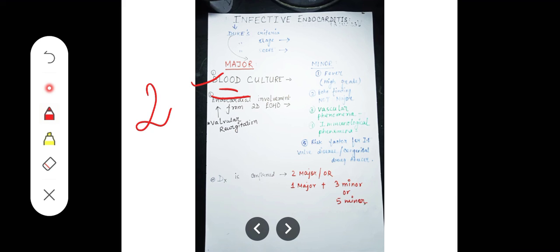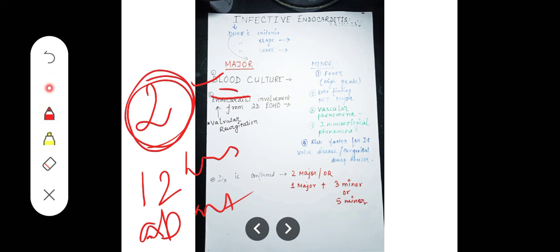That also, 2 times 12 hours apart. You have to take the culture 2 times, 12 hours apart, and it has to turn positive at least 2 times. Then it will satisfy the criteria. That is a major criteria.